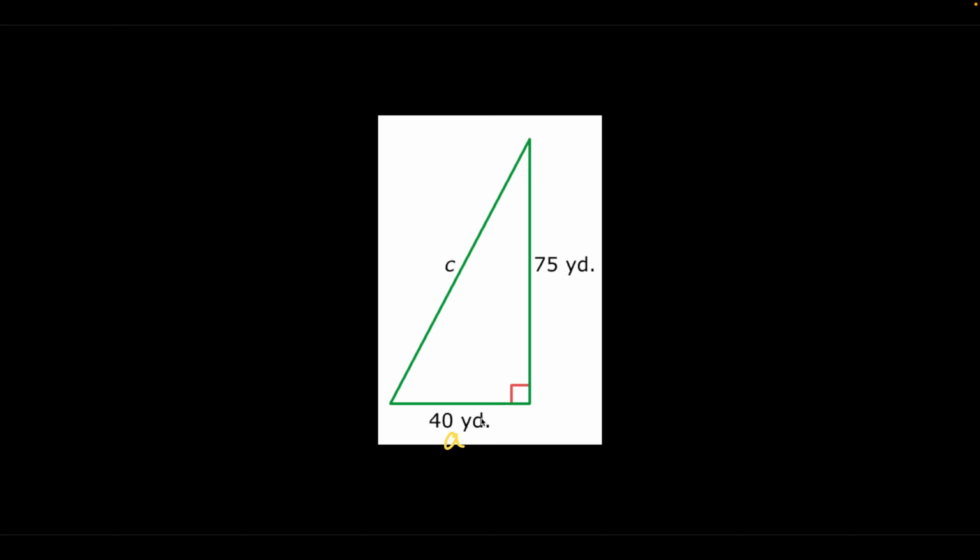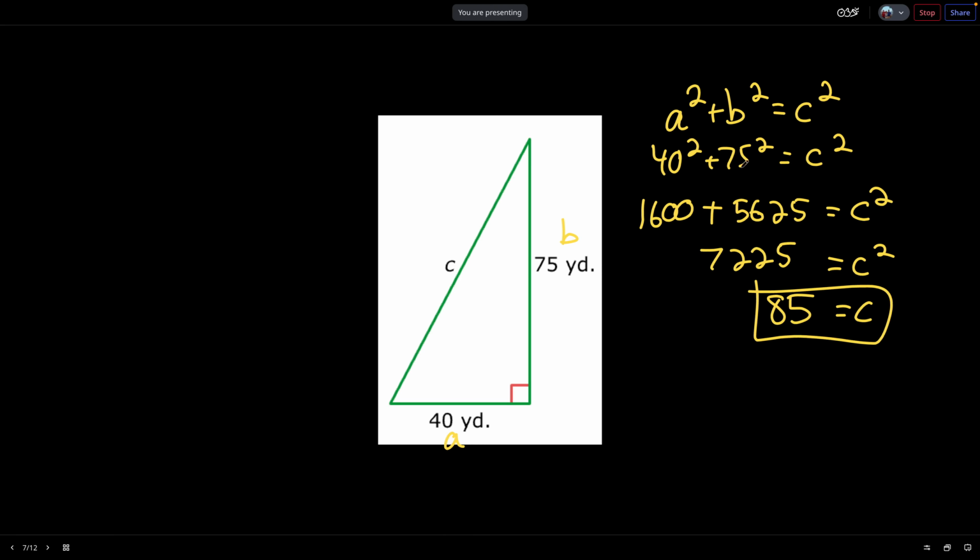I'm going to call this A, this B. So now we plug in. And so here is the rest of the problem solved out. Just square them, add them, and then square root at the end, you get C equals 85.